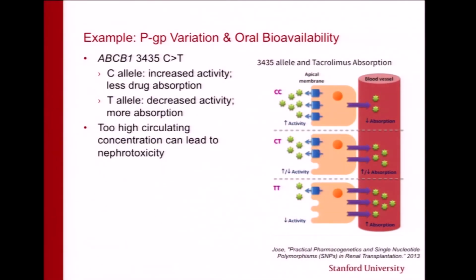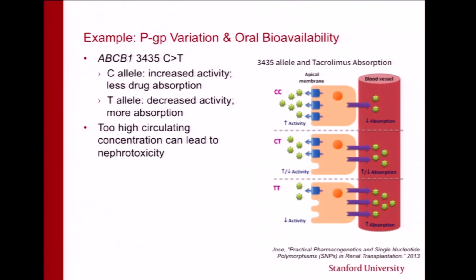An example of where this matters is in immune suppression after an organ transplant. So one of the drugs that we use is tacrolimus, and this suppresses the immune system so that the patient's immune system doesn't reject an organ. Now at this 3435 position, we can have a C allele or a T allele. The C allele results in increased PGP activity, which results in less drug absorption, as you can see in this figure on the right. The T allele results in decreased activity or more absorption.